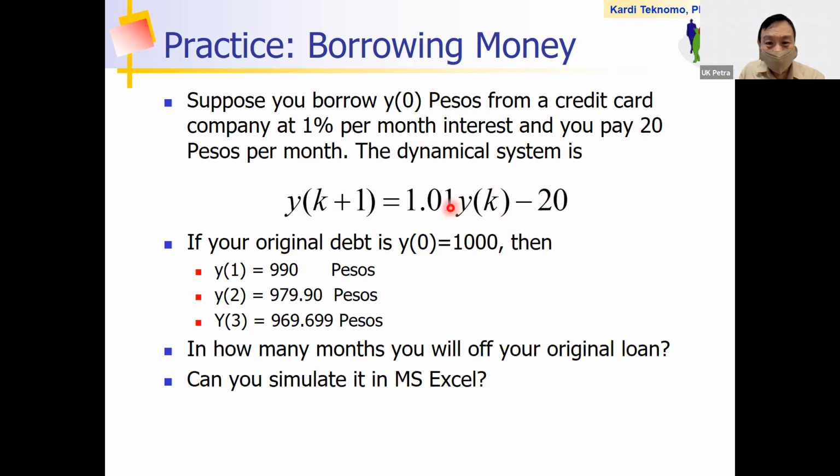What is this? This is 1% interest per month. Hey, how much is the real credit card interest per month? Usually credit card interest is around 3.5% per month, right? Anyway, let's assume this is 1% per month, okay? And then you are paying 20.